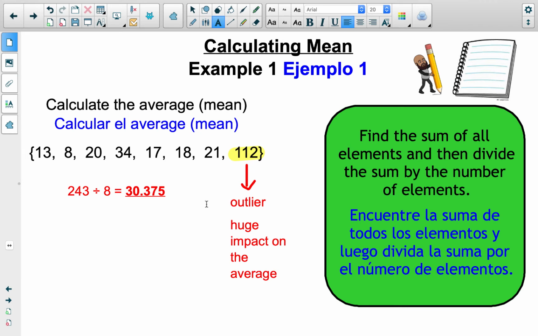So when outliers exist in a data set, the mean is not the best to use. It's not going to give you a good representation. That does not mean the mean doesn't exist in the data set, because it does, right? We calculated it. It's just because of this outlier, which has a huge impact on our average or our mean, it's really not the best measure to use, and we'll discuss that when we get to things like median and mode later in the week.